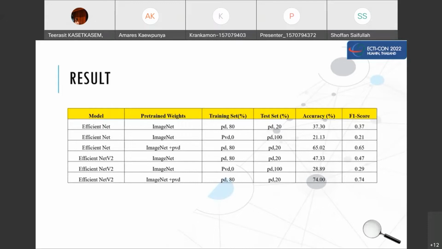Next, this experiment was extended to another 3 setups with EfficientNet V2, which is similar to the setup we had before for EfficientNet V1. As we can see here, the EfficientNet model with pre-trained weights from the combination of ImageNet and PVD obtained the highest accuracy value of 74%, compared to the other 5 setups which have been experimented before.